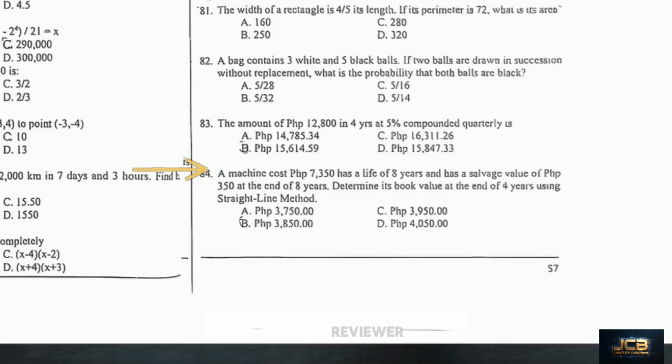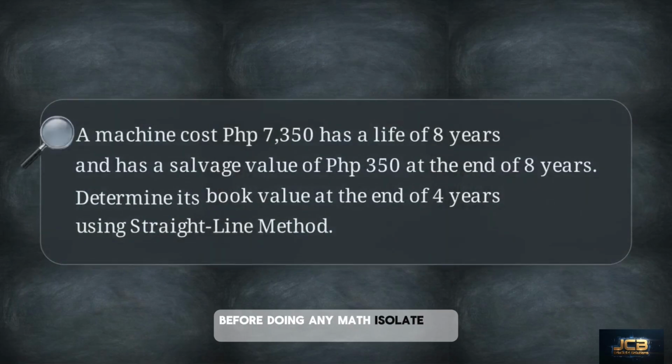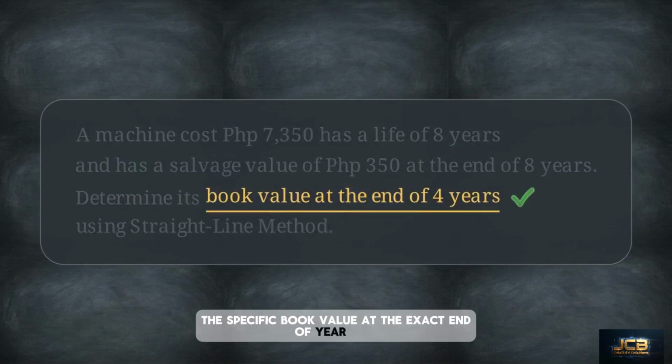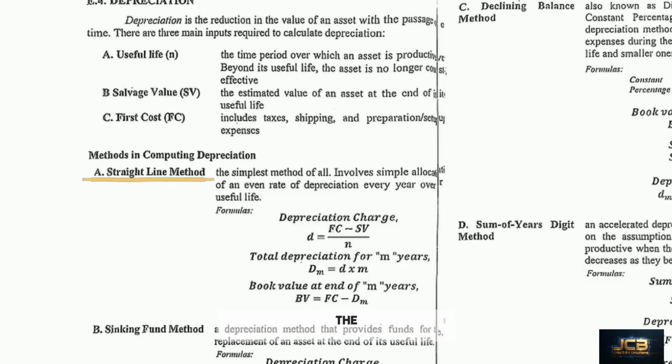Question 84 from the reviewer demonstrates this perfectly. We have a machine with a first cost of 7,350 pesos, an 8-year useful life, and a 350 peso salvage value. Before doing any math, isolate the requirement. We need the specific book value at the exact end of year 4. This page details the straight line method formula for the annual depreciation charge. First cost minus salvage value, divided by the useful life.